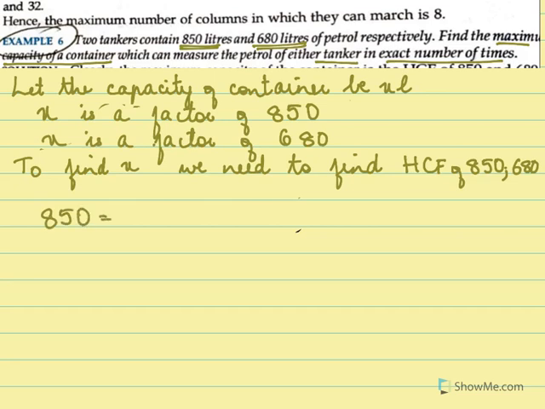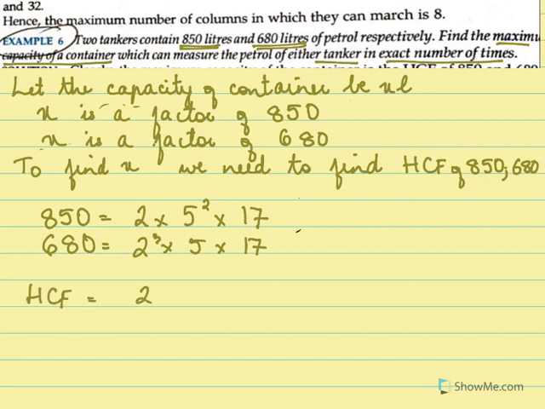So 850 on prime factorization, you get 2 into 5 square into 17. 680 on prime factorization, 2 cube, 5 into 17. To find the HCF, we have to take common factors. So the common factors are 2, 5, 17, and the lowest power 1, 1, 1. So which is now 170 liters. So the capacity of the container should be 170 liters.